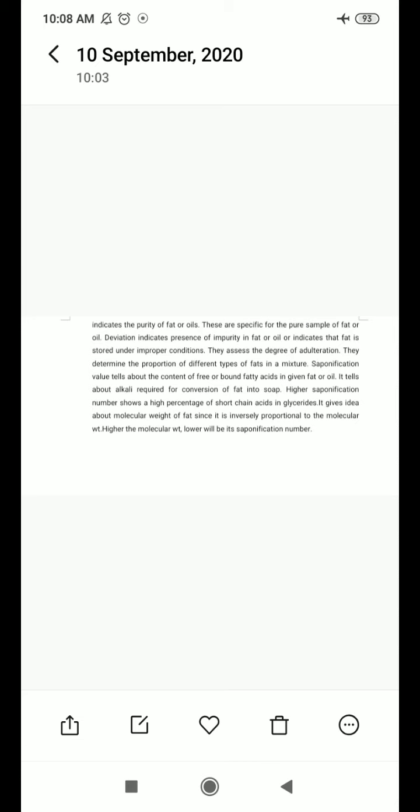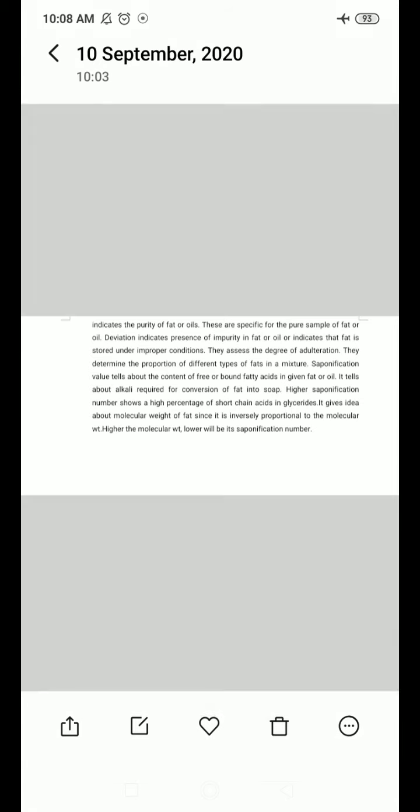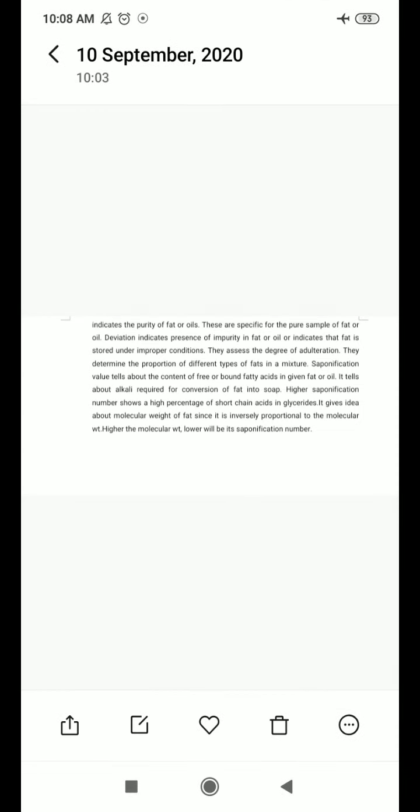Deviation indicates the presence of impurity in fat or oil, or indicates that the fat is stored under improper conditions. They assess the degree of adulteration. What is adulteration? Adulteration is the mixing of other inferior material so that they get commercial benefit. For that purpose people adulterate your sample.